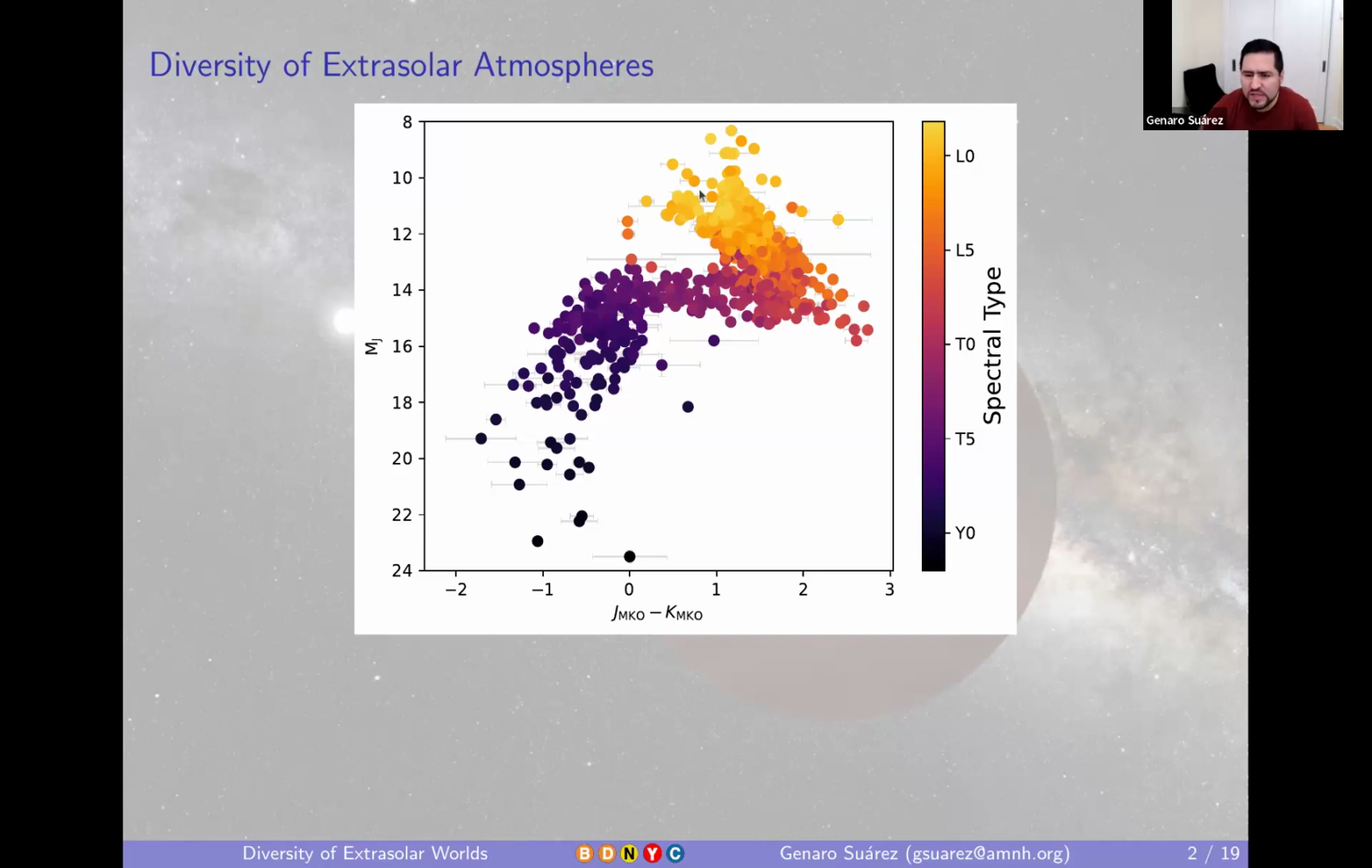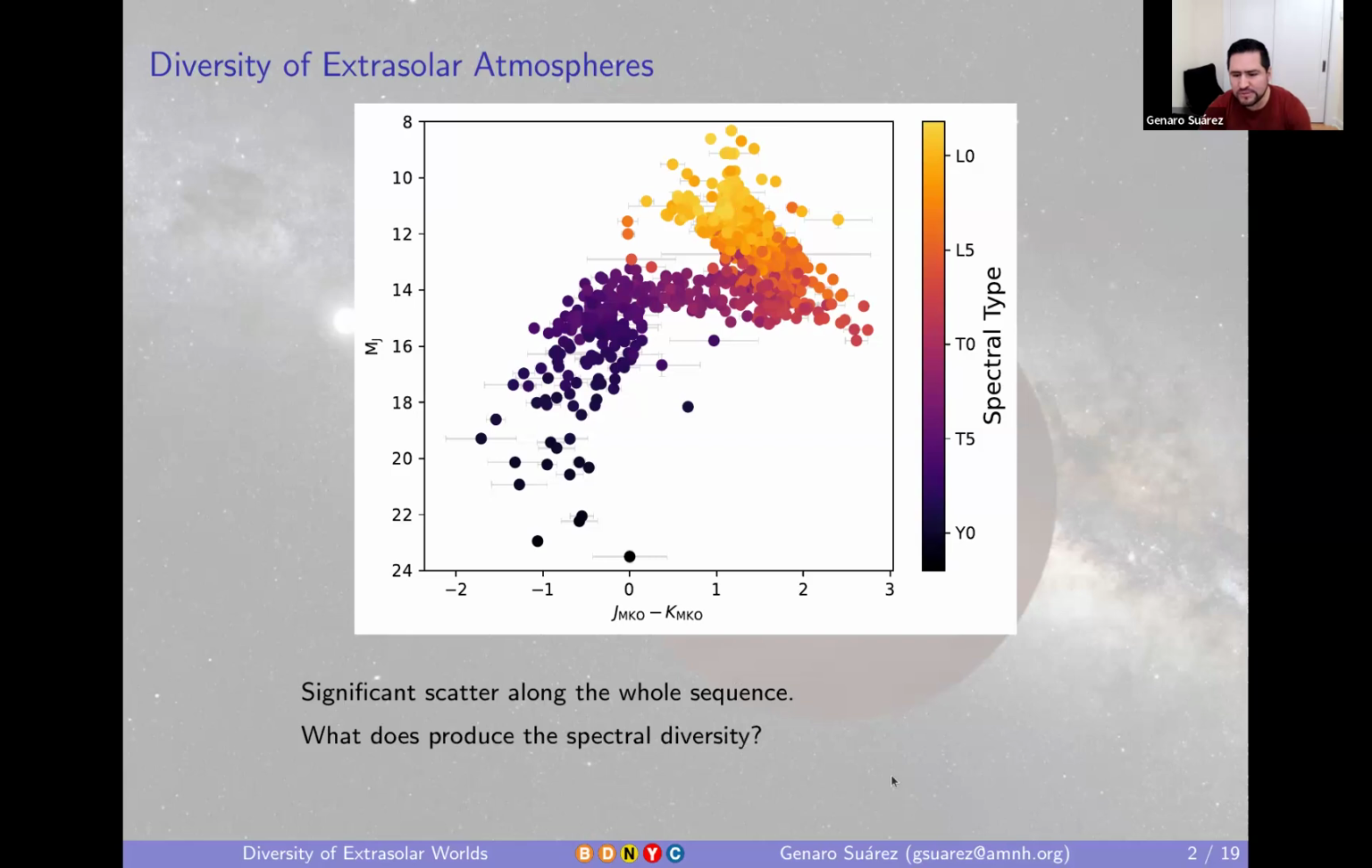We can also see here in this plot a significant scatter along the whole sequence. So in this project, we are interested in understanding what produces this scatter. So I'm going to split the presentation into results that we have for the warmest objects and for the coldest ones, with a temperature cooler than about 1000 Kelvin.